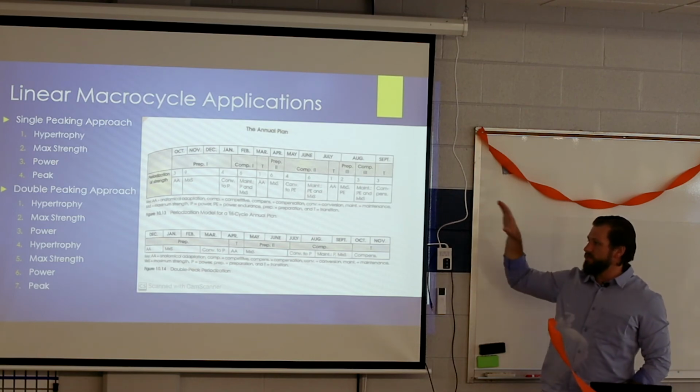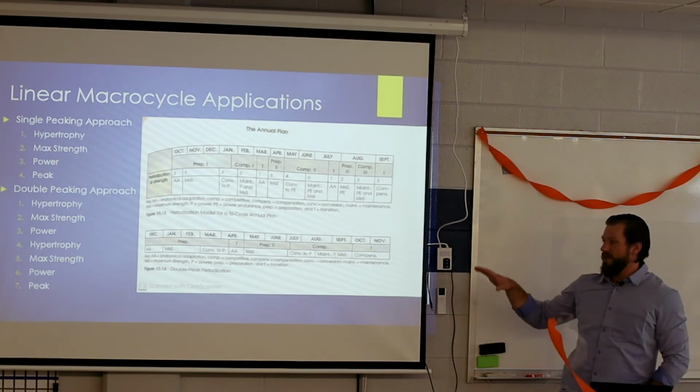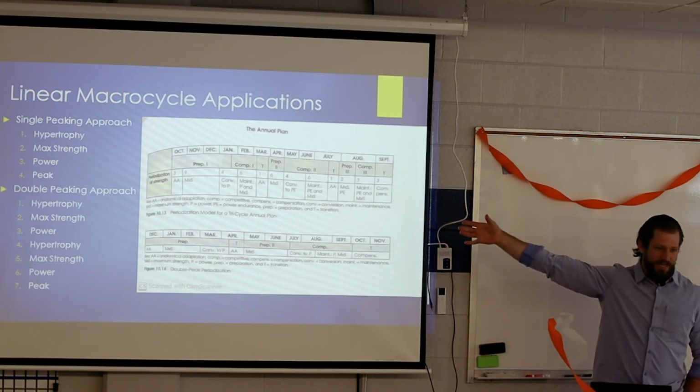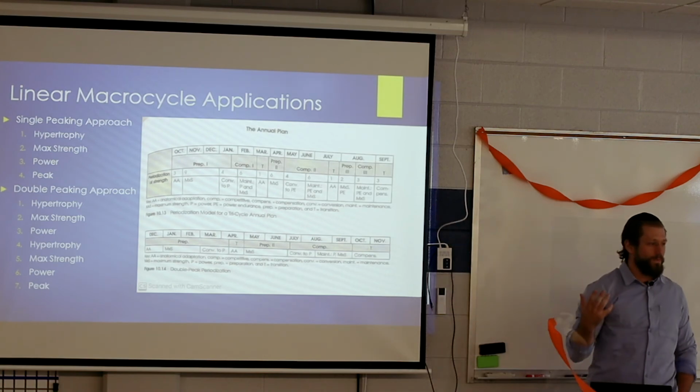So this is from a book called Periodization Training in Sport. AA is what they call anatomical adaptation. I like to just think of it as straight up hypertrophy work. So building muscle mass.